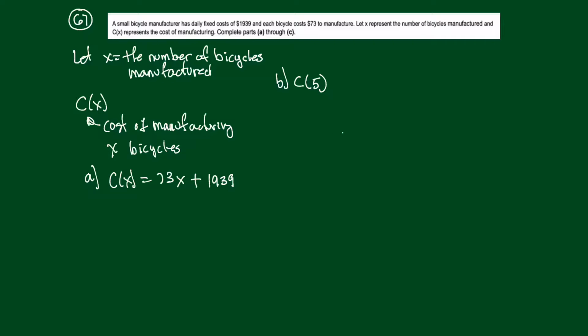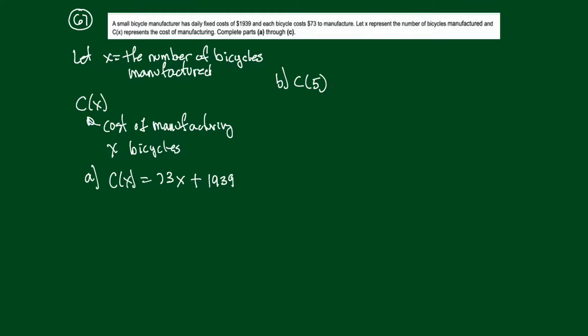Now part B, what we want to do is find C of 5, and before we just jump into compute, can you see what this is telling us? C of 5, the input is 5, and the input is X. That's the number of bikes we're going to manufacture. So how much is it going to cost us to manufacture 5 bikes? Well, we have a rule down here, right? A processor. It says whatever you put in, 5 in our case, multiply it by 73, add 1939.